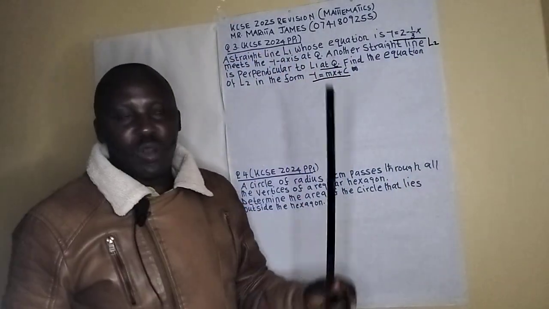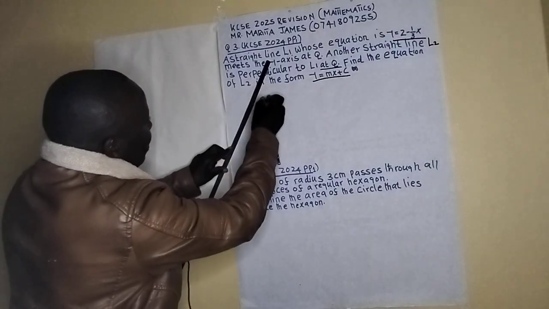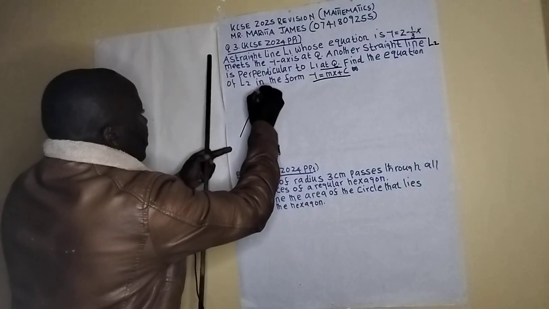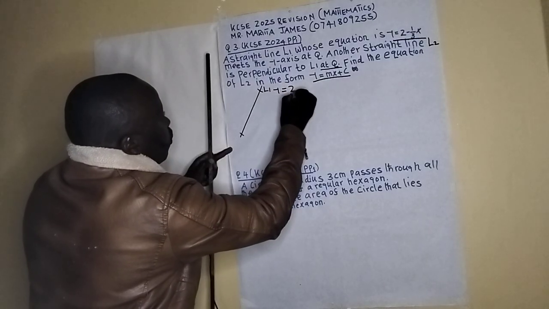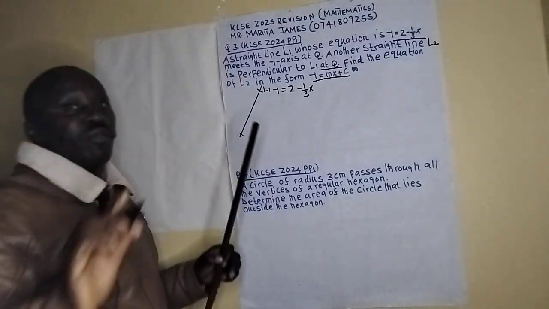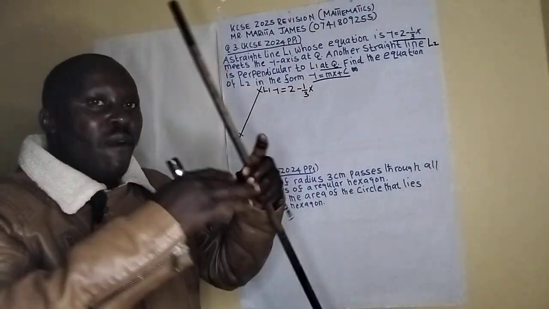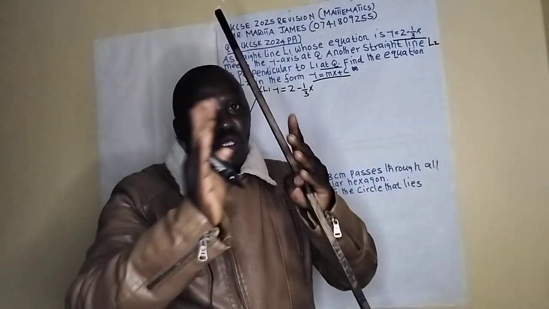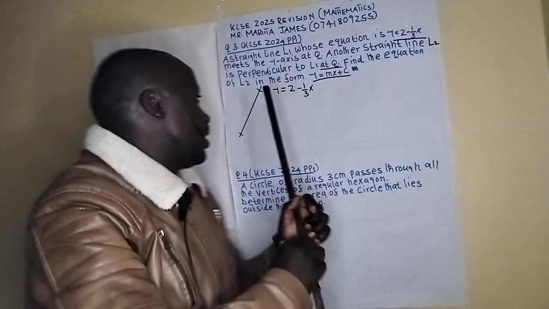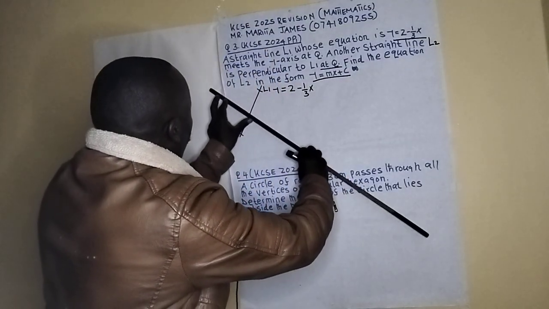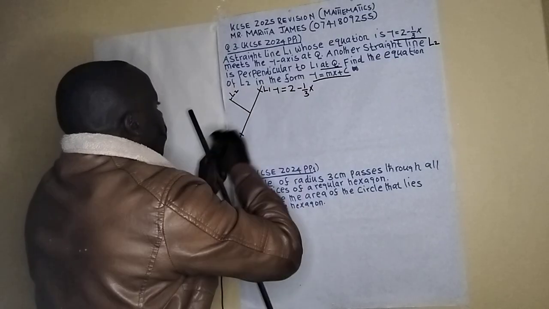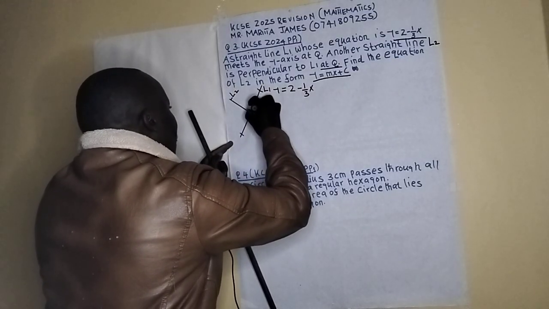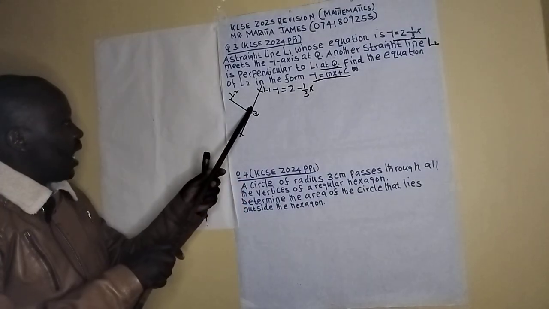So to start with, we have these two lines. This is line 1. The equation of this line is y is equivalent to 2 minus 1 over 3 of x. Then there is another line, line 2, which is perpendicular to line 1. When two lines are perpendicular, they make an angle of 90 degrees. This is L2. They meet at this point Q here, and they make an angle of 90 degrees.